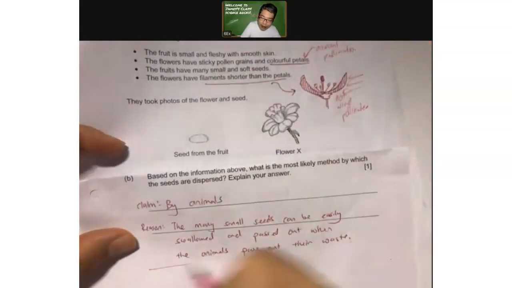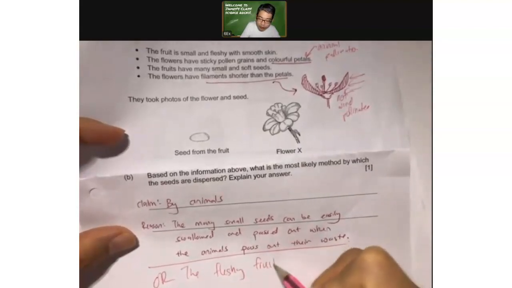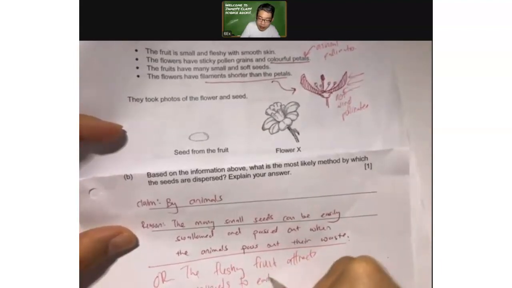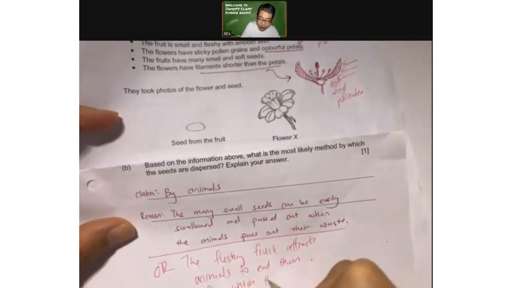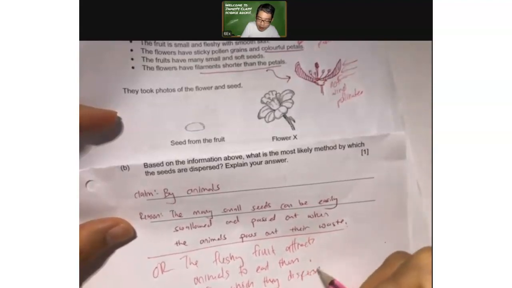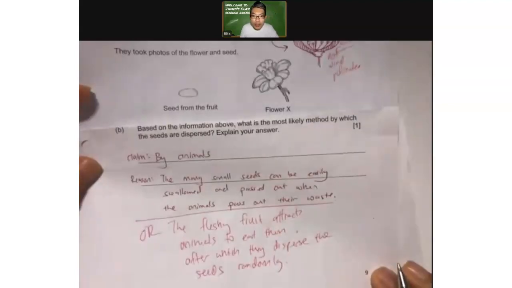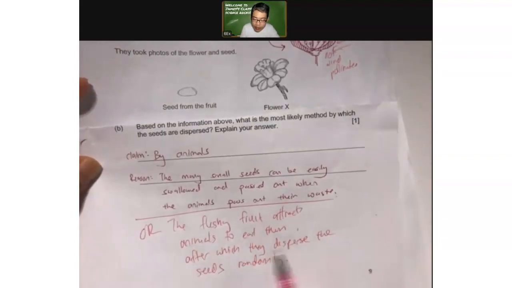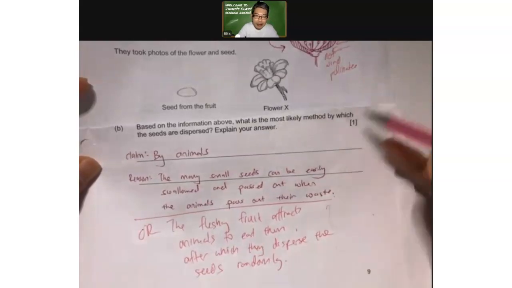You can also answer, right? The fleshy fruit attracts animals to eat them. After which, they disperse the seeds randomly. Animal dispersal is always random. So it can be the fleshy fruit attracts animals to eat them. Pardon my handwriting, okay, students? After which they disperse the seeds randomly. You can see how I write when I'm rushing, or how I write when I have more time on my hand.